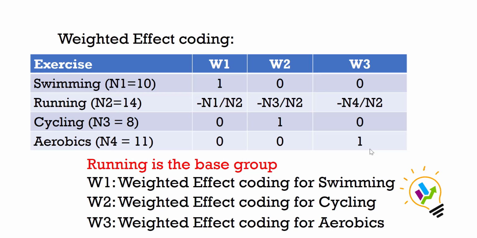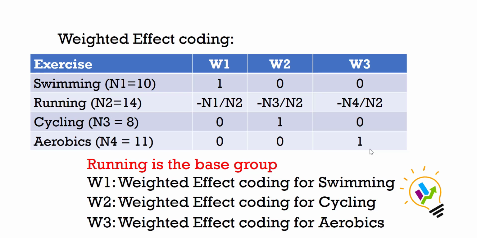And before we start, we need to select one of the categories as a base group. It is up to our choice which category you are going to select. In this case I am selecting running as a base group. When you select running as a base group, you must follow this small formula, that is N1 divided by N2. For example, you see W1. What is N1? N1 is swimming, the number of respondents, we have 10. And N2 is running, we have 14 members. So 10 divided by 14. This formula we must use, for running is taken as a base.